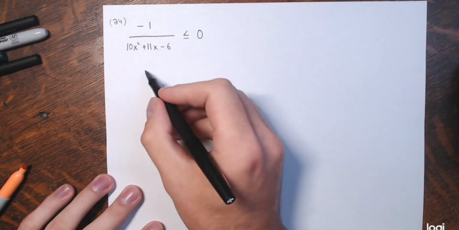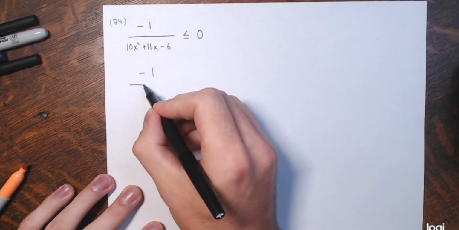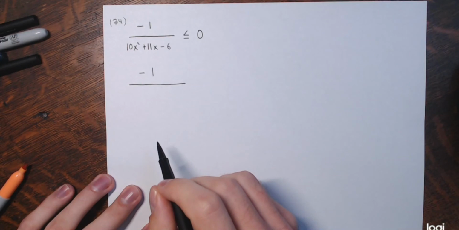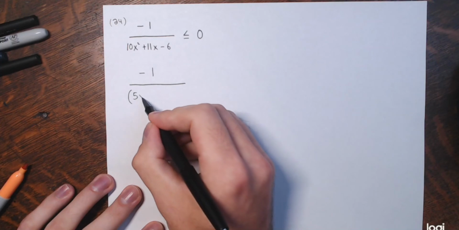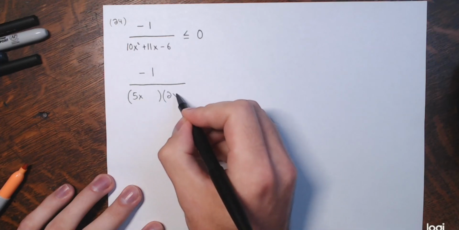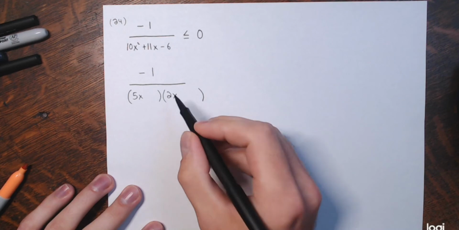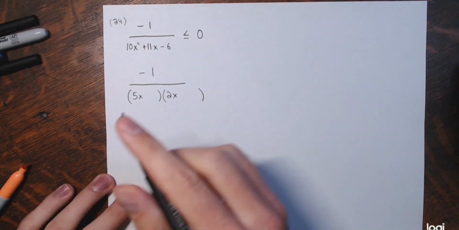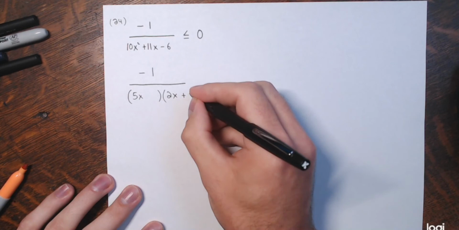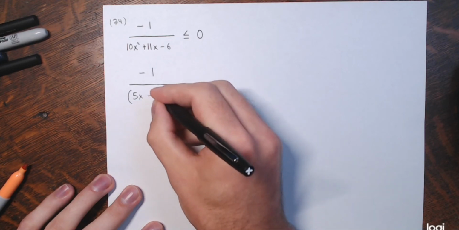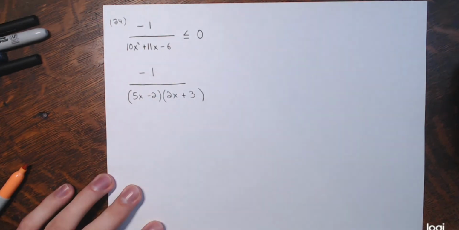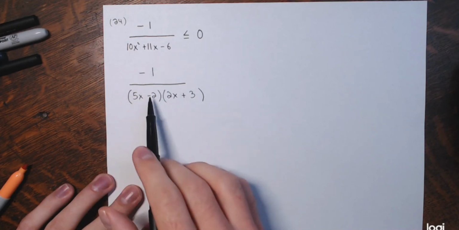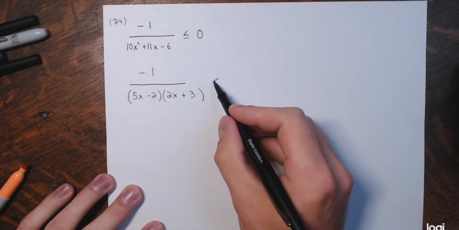I'll do some factoring. Right, so the left side here we have negative 1 in the numerator, and in the denominator, the 10x squared plus 11x minus 6 would factor to 5x minus 2 times 2x plus 3. Right, because you got 15x minus 4x, 11x, and minus 6. Great. And then we have, is less than or equal to 0.